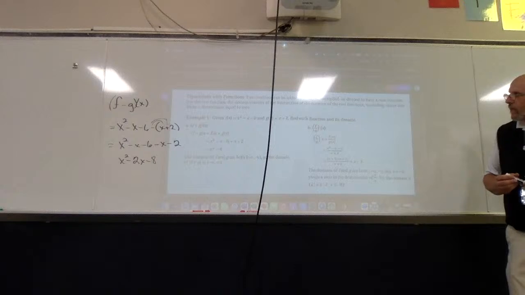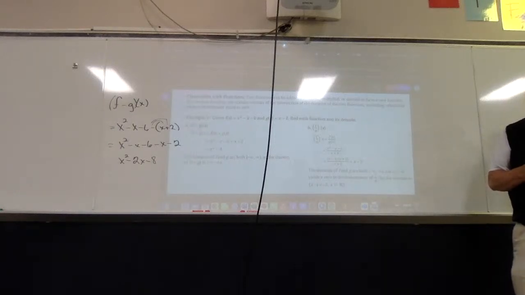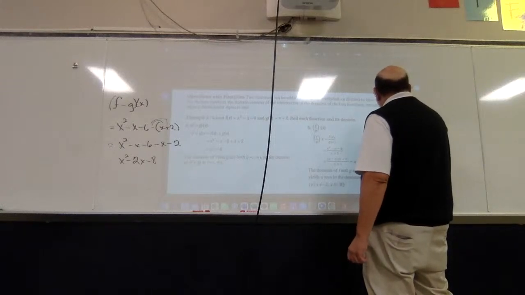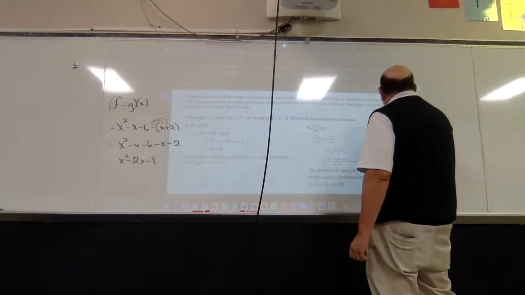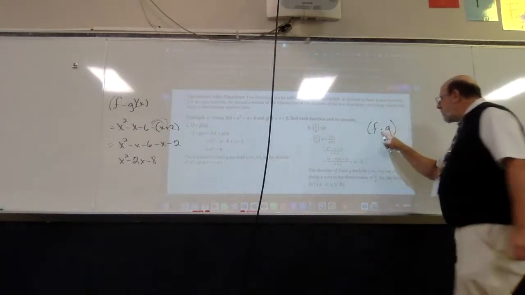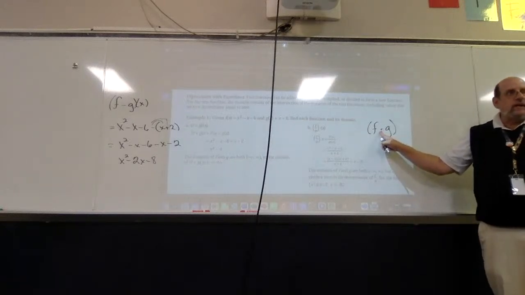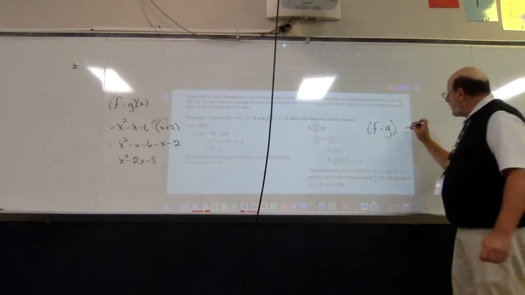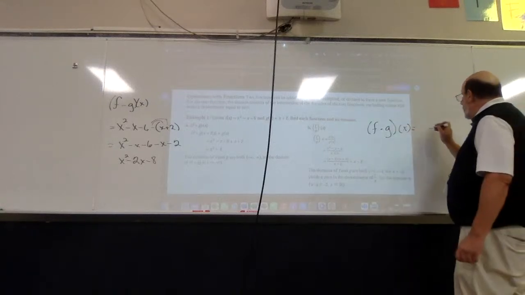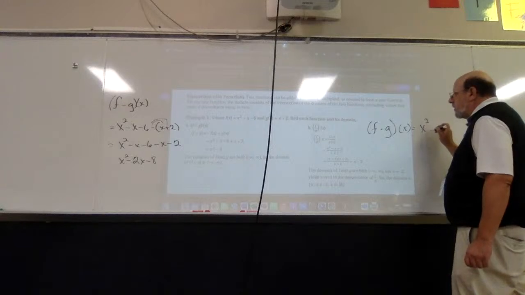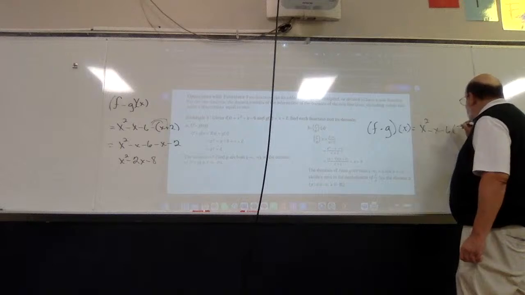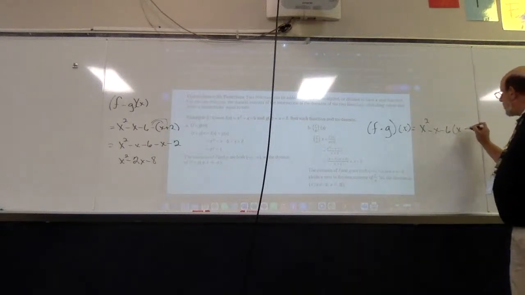I want to do the multiplication piece, right? So if I wanted to multiply, if I said f times g of x, and remember, what we're going to see later is going to have a hole in it. This is not composition of x. And then we're just going to write it out. x squared minus x minus 6 times x plus 2.